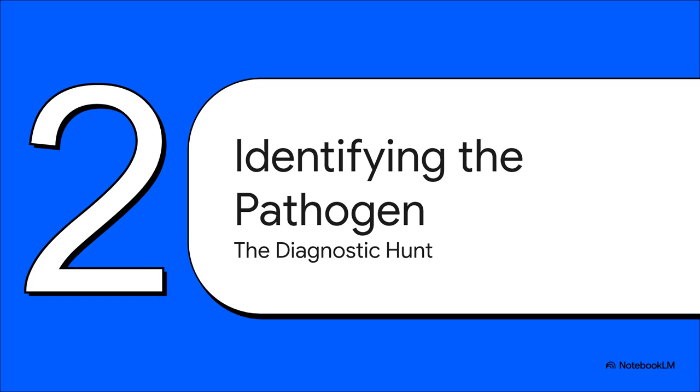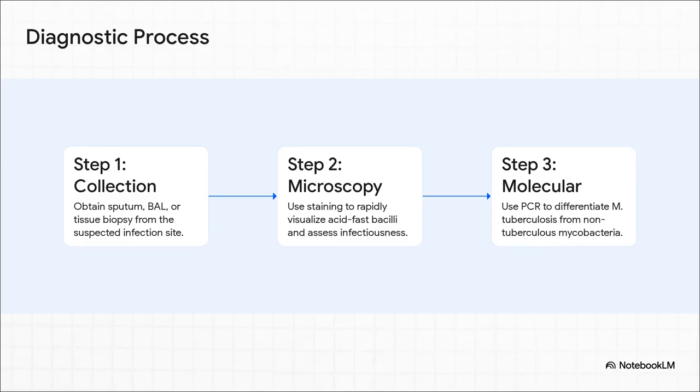Okay, so we know what TB is and what it does. The next big question is, how do we find it? How do we prove it's there? Well, this isn't a simple process. It's more like a diagnostic hunt. So the hunt begins by getting the right sample. Then comes step 2, microscopy. This gives us our first big clue.